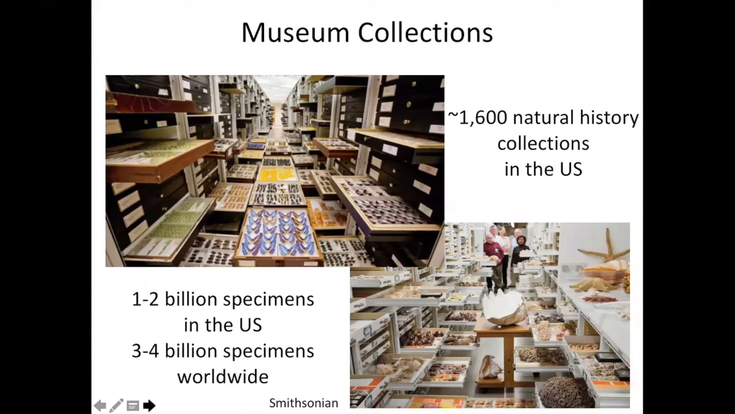Now, one of the ways that we know anything at all about where organisms are distributed is through our natural history museum collections. There are about 1,600 such collections in the US, and they house somewhere between 1 and 2 billion specimens, and somewhere between 3 and 4 billion specimens are in natural history museums worldwide. And these are some amazing photographs from the Smithsonian.